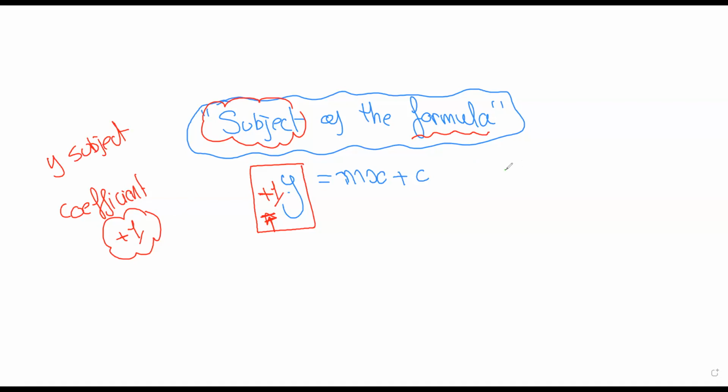Now let's assume the question doesn't require the formula to be y equals, it requires that the formula changes into x equals, or in other words, I am required to make x subject. X subject means that I want the x standing alone on one side with the coefficient of positive 1. If you look at the right-hand side, which is the side that contains the letter x, there is the letter m, which is multiplied, and there is the letter c, which is added.